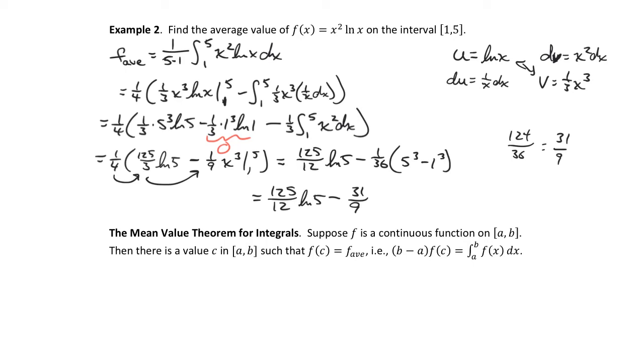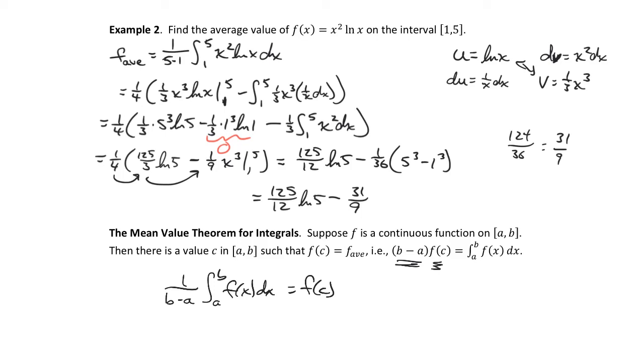It says if we start off with a continuous function, the function has to be continuous on the interval from a to b. Then there is a value c in the interval so that the function value at c is equal to the average value. In other words, now where is this little formula coming from? Well, the average value was 1 over b minus a times the integral from a to b, f of x dx. We said that's equal to f of c. If you multiply both sides by b minus a, that's where this formula comes from.